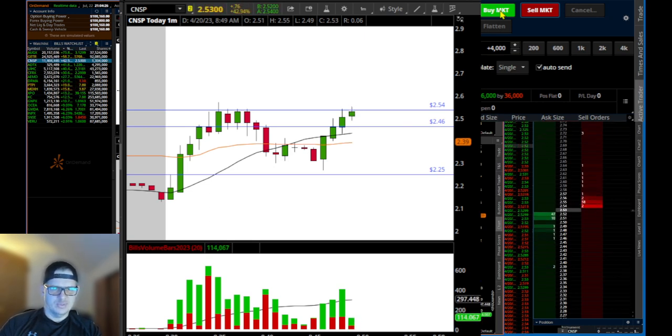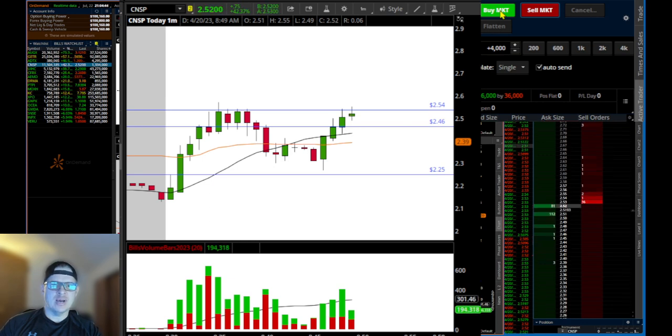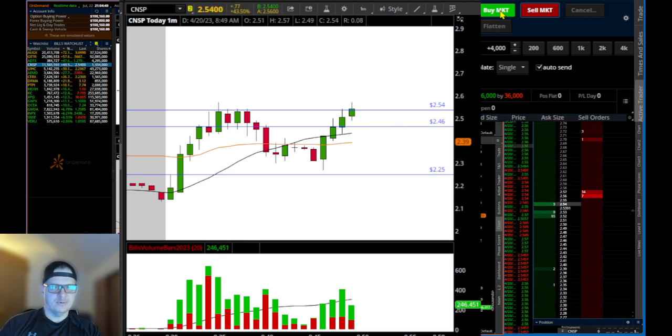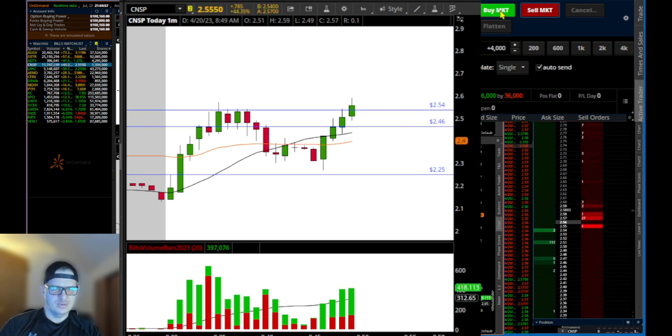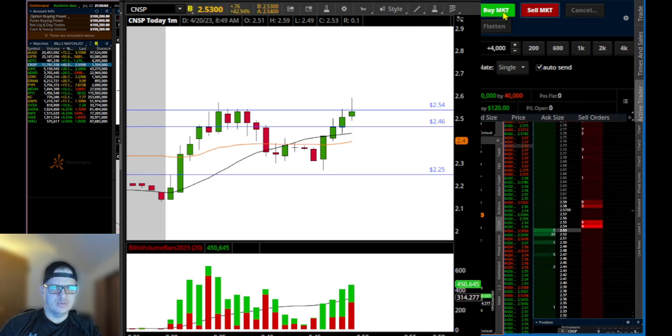Okay, again, I want to see this 254. Is it going to break out? Is it going to reject? Okay, if it rejects, I want to get in and buy the dip here. If I could bring DRMA up, you'd see this thing dropped and dropped and dropped. So let's see what CNSP is going to do here. Okay, good move up. A little bit of a dip there. Okay, it's continuing to move up.